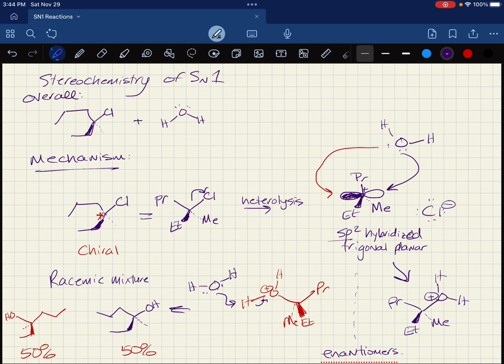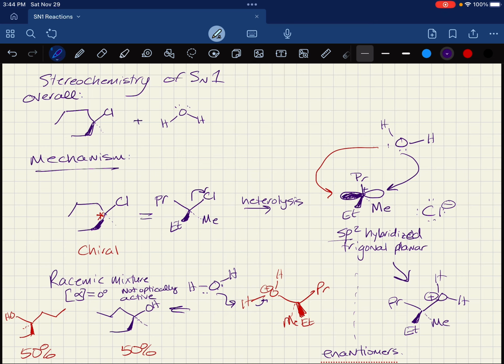If we were to put this in a polarimeter, we would have half of the solution rotating the light one direction and the other half rotating the other direction. And the specific rotation would be 0 degrees. So this would be not optically active, or optically inactive, however you want to say it.